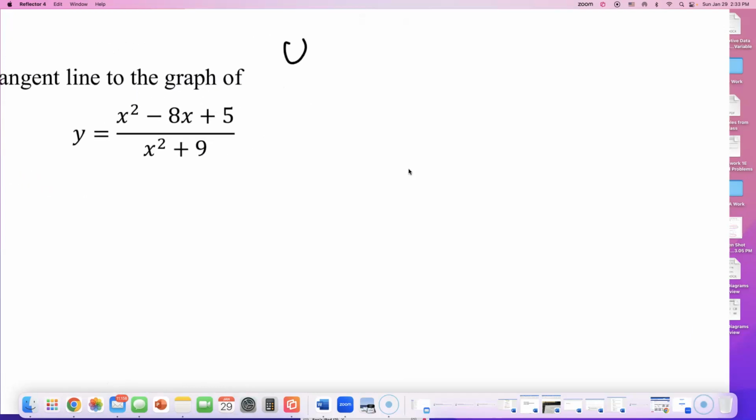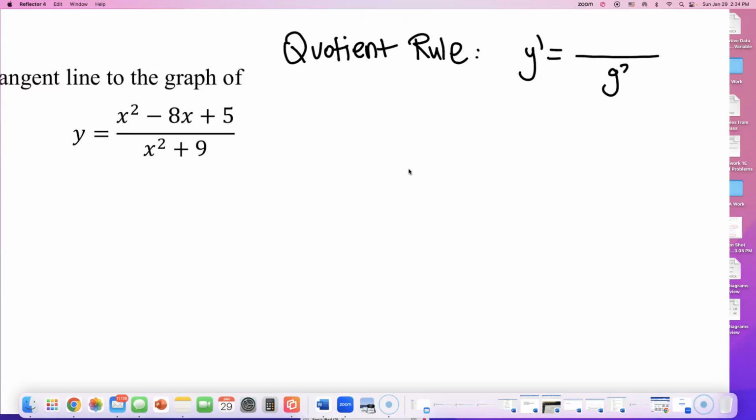But what's the quotient rule? Well, quotient rule states that y prime is going to be g squared in the bottom, but on top you have gf prime minus fg prime. So you write that formula down somewhere so that we can use it. And let's identify our f's and g's and f prime and g prime, okay?